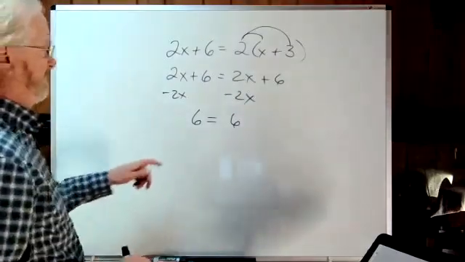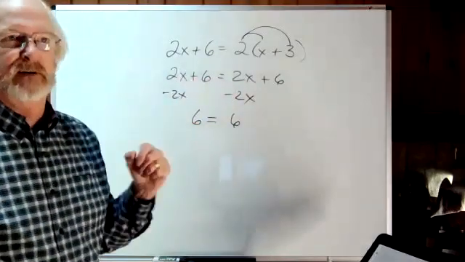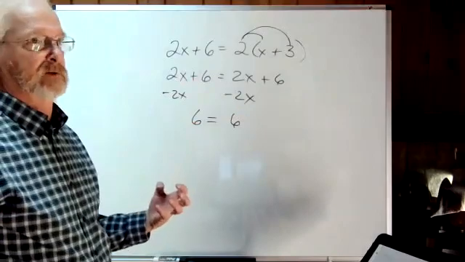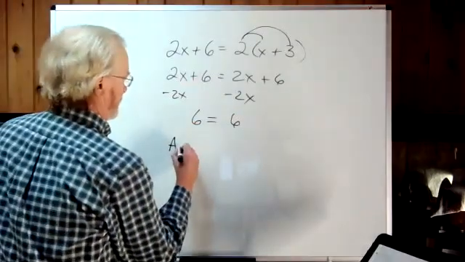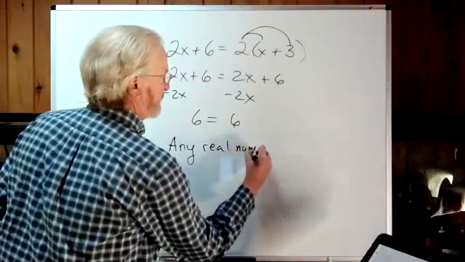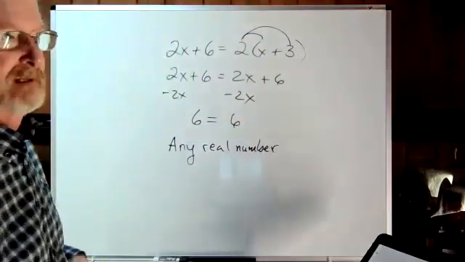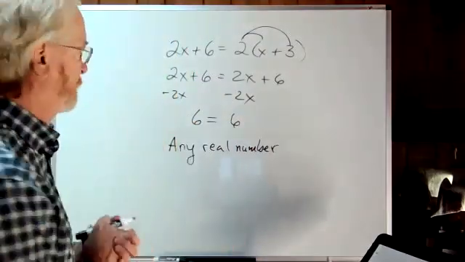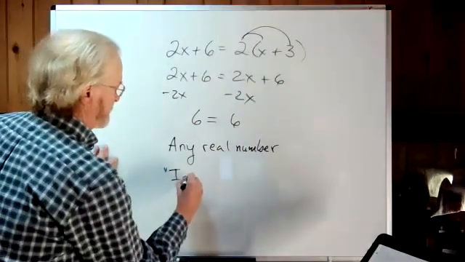This kind, it doesn't depend. There is no one specific value of the variable that makes it true. It's true for any real number. Any number on our number line. Fraction, decimal, pi, any number makes it true. This kind is referred to as an identity.